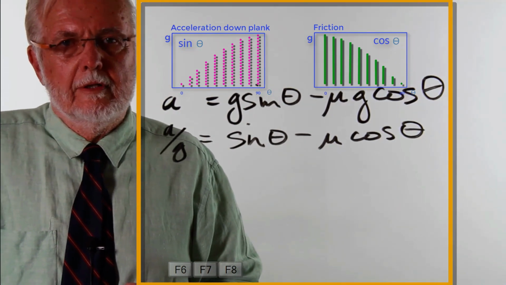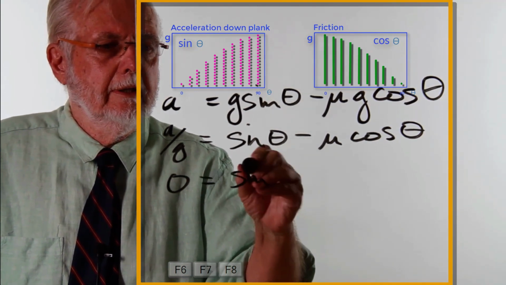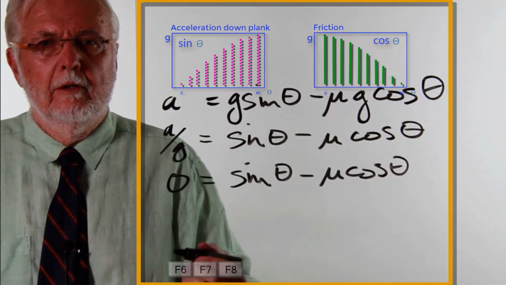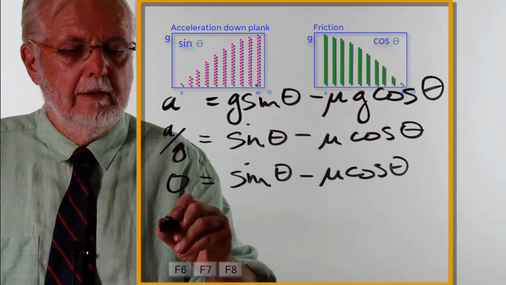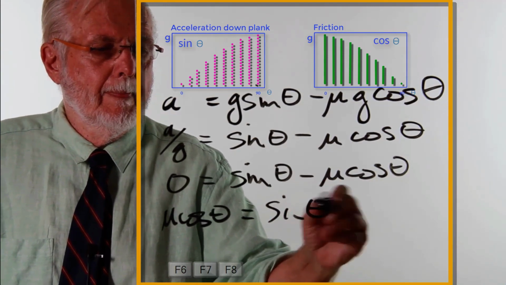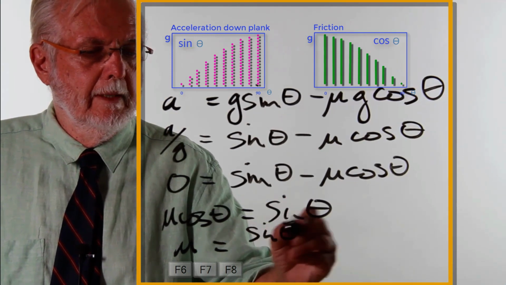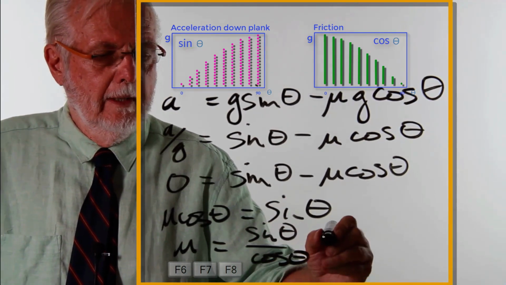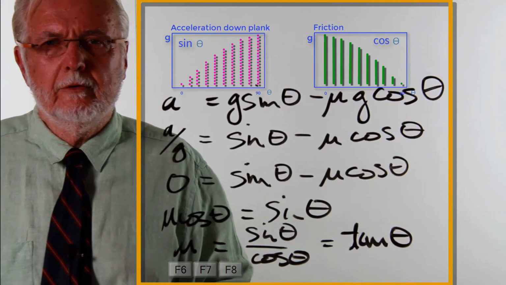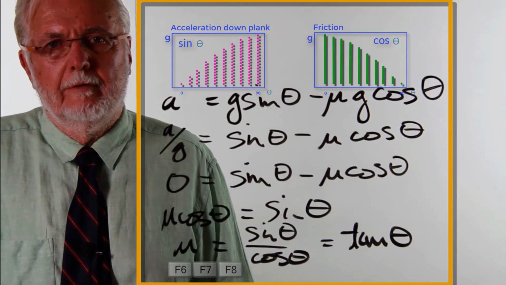When A is equal to 0, just like the cars on the freeway, we can say that 0 is equal to sine theta minus U cos theta. Transposing that, we can say that U cos theta is equal to sine theta, or U is equal to sine theta on cos theta, which is equal to tan theta. U is equal to tan theta whether we're looking at kinetic friction or static friction.